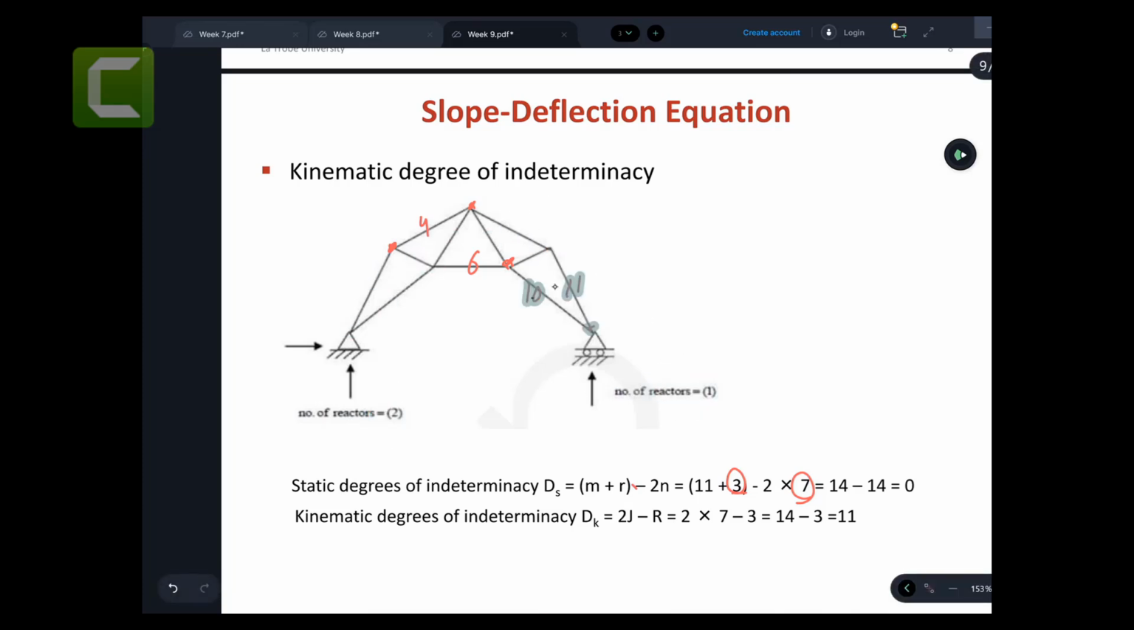You can see that there are 3 unknown reaction forces, and you can find those 3 forces, and all these internal forces can also be calculated. So that's all good. So 0 means it is a determinate structure. For static equilibrium, it is a determinate structure.